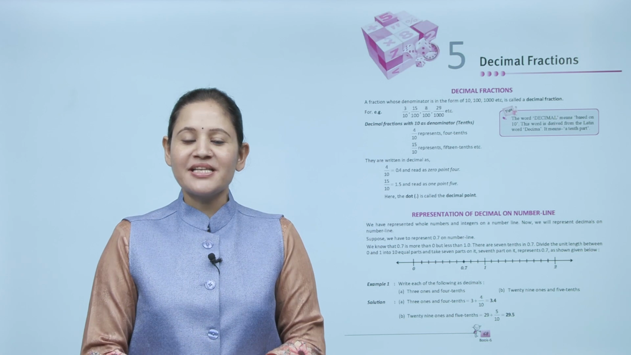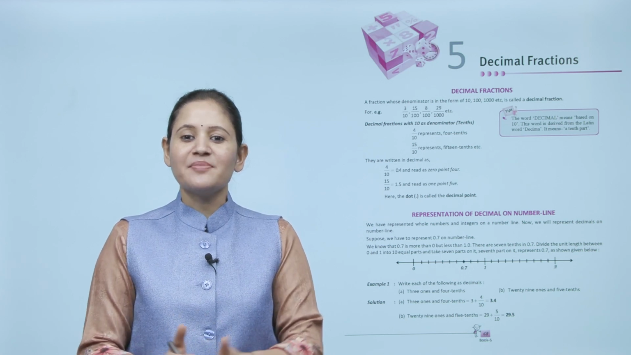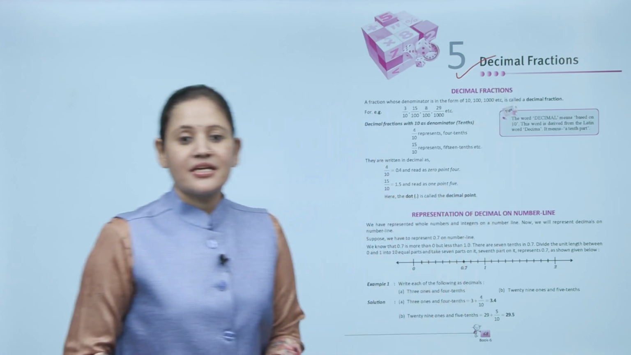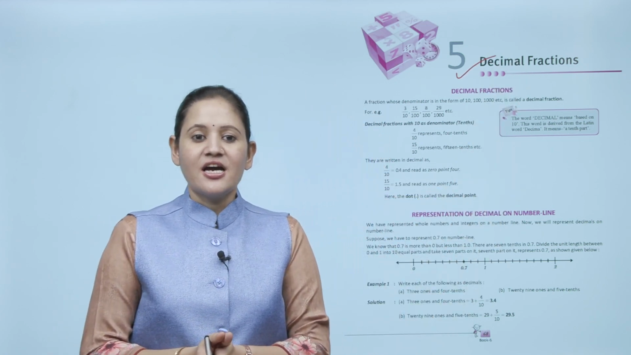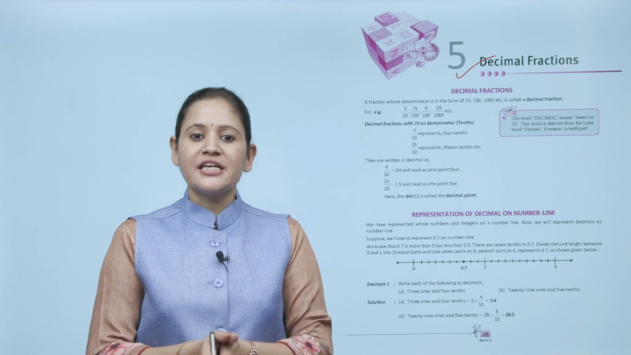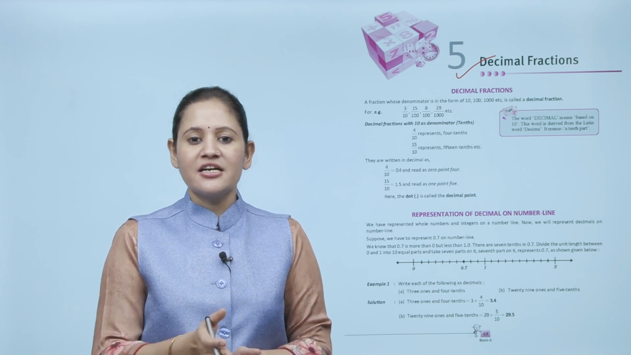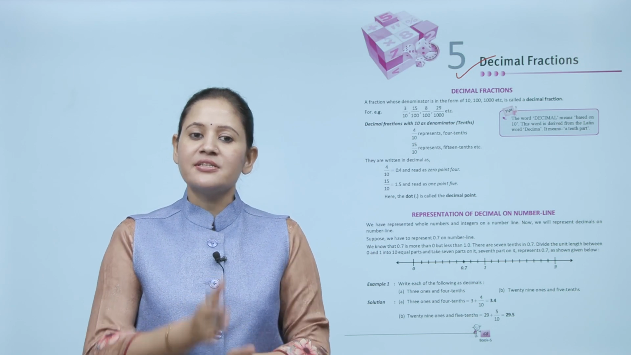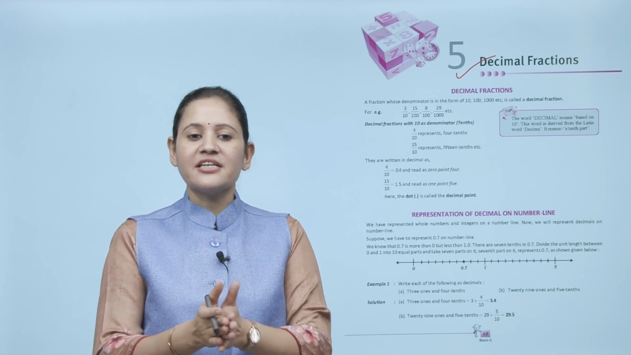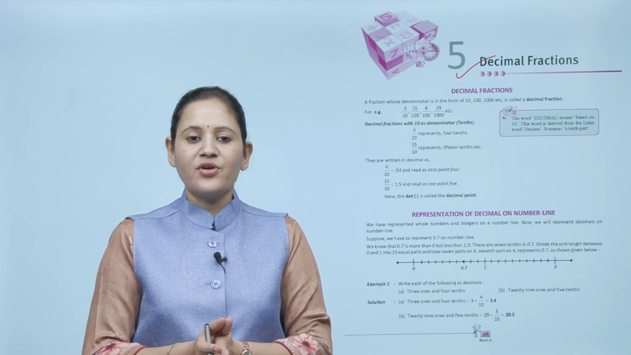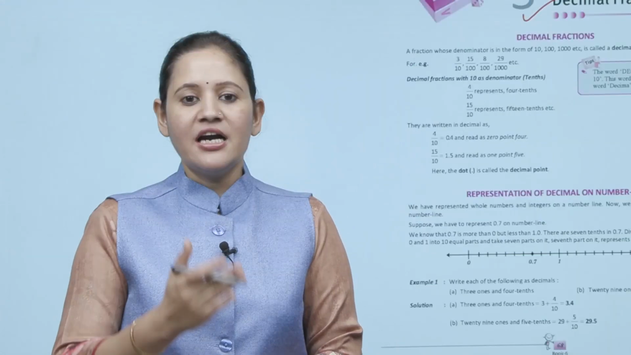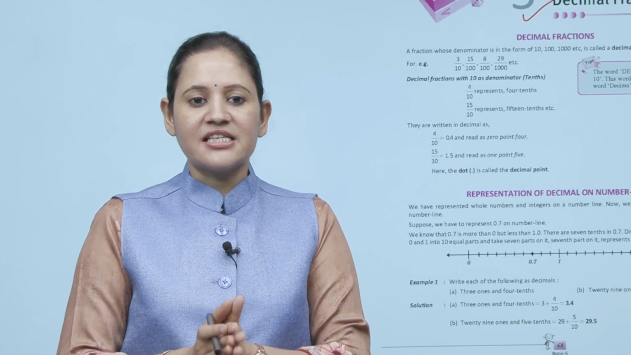So welcome to today's maths class, and today we'll do decimal fractions. Decimal fraction: a fraction whose denominator is in the form of 10, 100, 1000 etc. is called a decimal fraction. जहाँ पे भी denominator 10, 100 या 1000 होगा, that is called decimal fraction. For example, 3 upon 10, 35 upon 100, 8 upon 100, 29 upon 1000 etc.